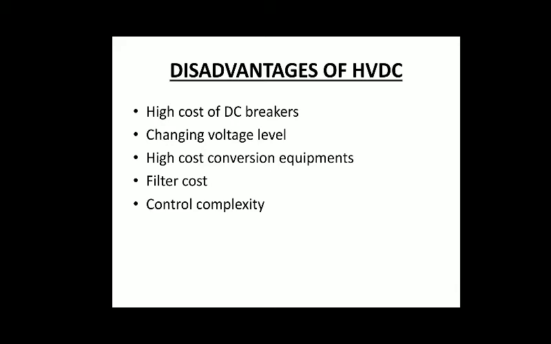And control complexity. So controlling the power level and voltage level is complex compared to AC. In AC we can use just one transformer to change the voltage level, but in DC we cannot. So these are the disadvantages of HVDC.